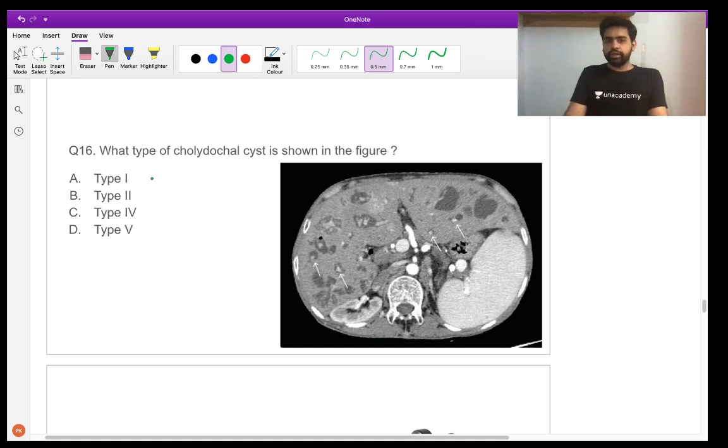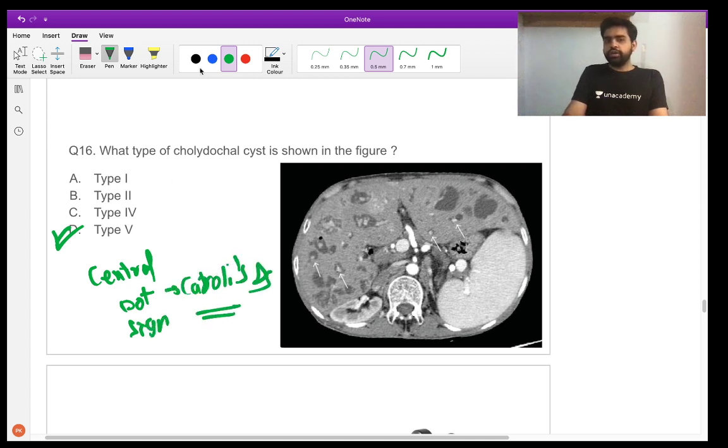Very good. It is Caroli's disease, a type 5. What is the sign known as? It is called the central dot sign. Where do you get this? You get it in Caroli's disease.